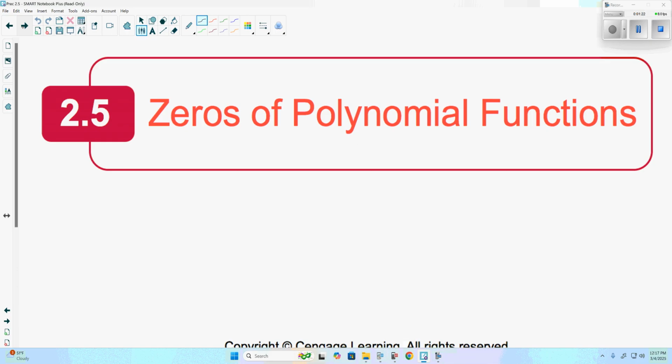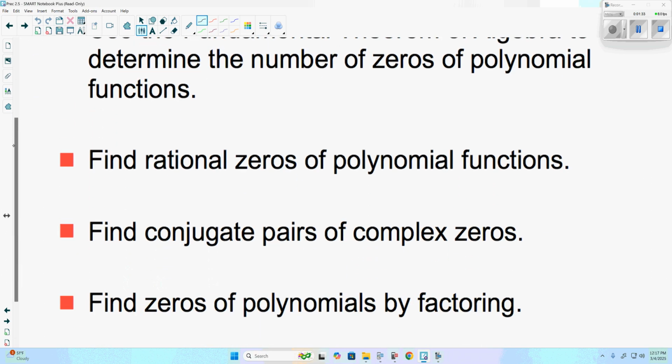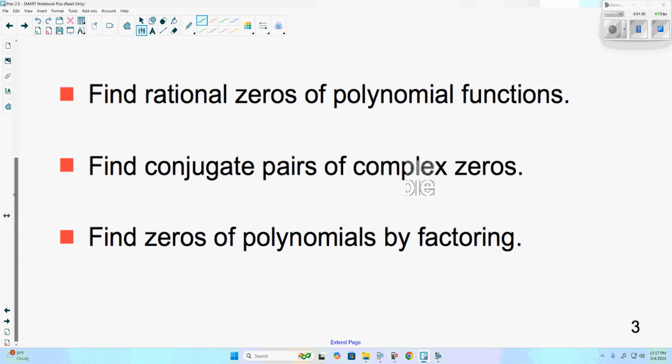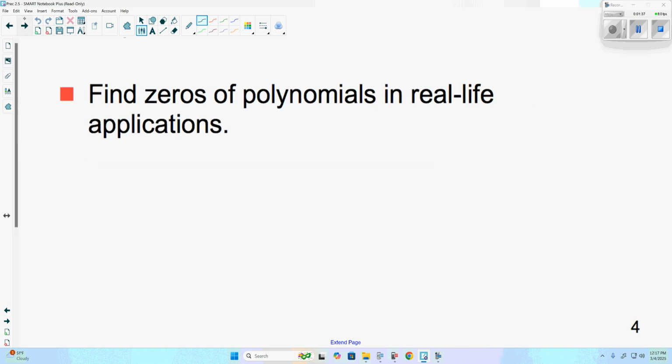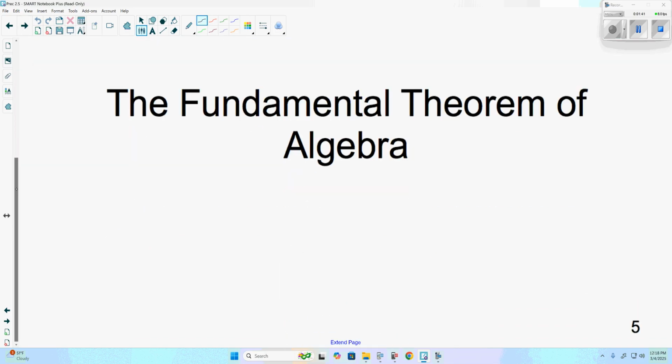All right, guys, so what we're doing is 2.5, zeros of polynomial functions. This is the last thing we're going to cover before spring break. So: the fundamental theorem of algebra, rational zeros, complex conjugate pairs, and finding zeros. Solutions. Fundamental theorem of algebra.